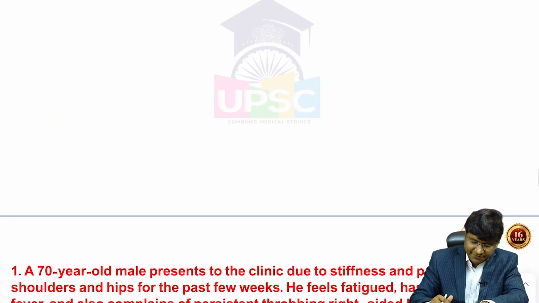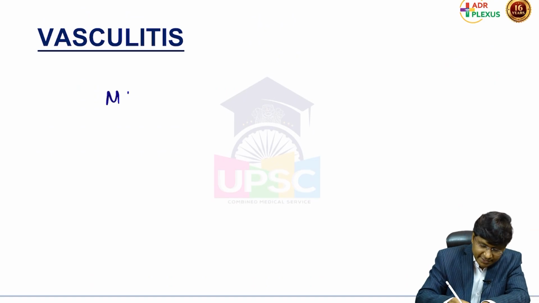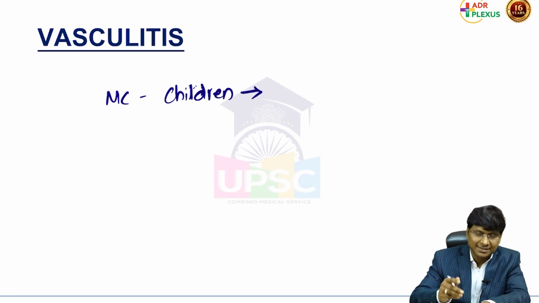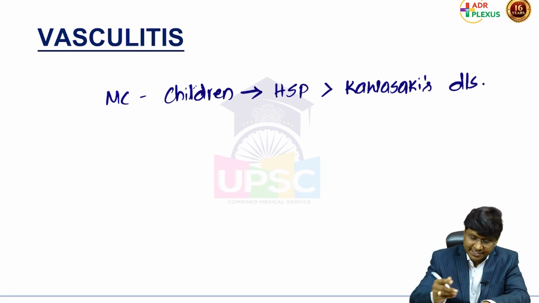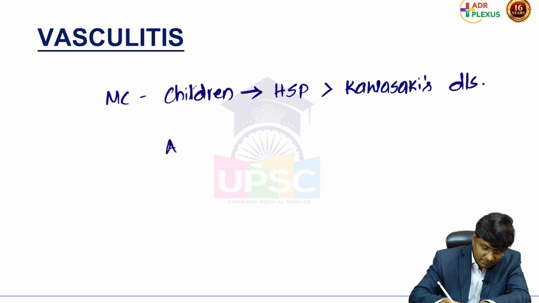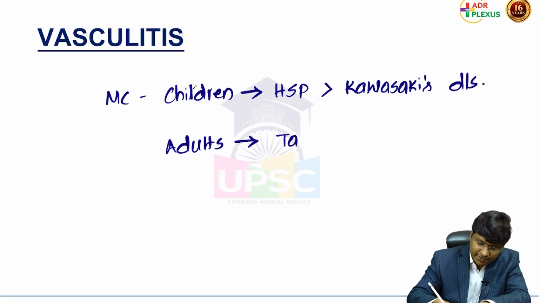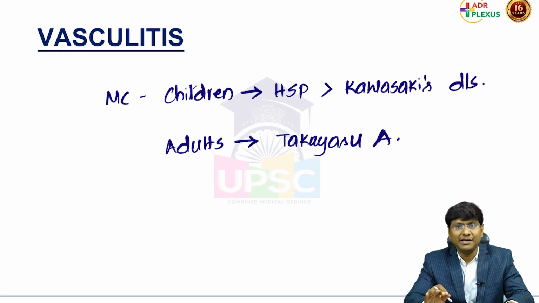And the other way by which we can classify the vasculitis is based on age group. The most common form of vasculitis in children, right? Most common form of vasculitis in children, that will be Henoch-Schönlein purpura, and followed by that Kawasaki disease, right? Followed by that Kawasaki's disease, right? Then the most common form of vasculitis in adults, that will be Takayasu arteritis, right? That will be Takayasu arteritis. So this will be the various methods by which we can classify the vasculitis.